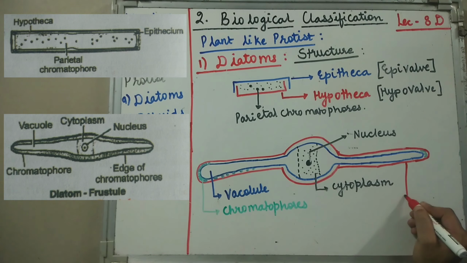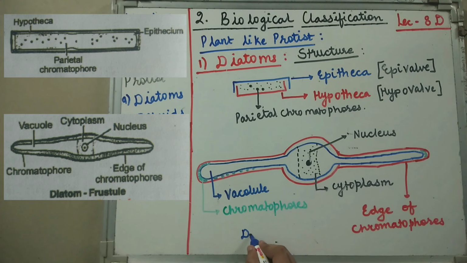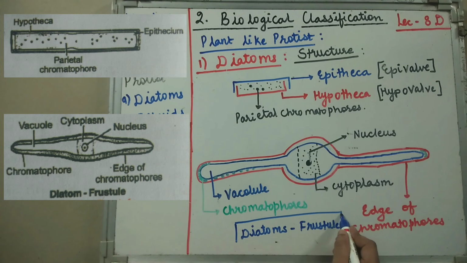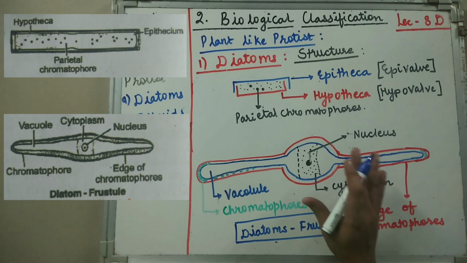The red color line what you can make out here is edge of chromatophores. This is a diagram of diatoms. Frustule. So this is a structure that we could note in the diatoms.